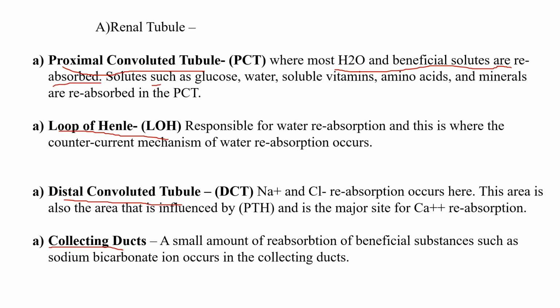The solutes, such as glucose, water, soluble vitamins, amino acids, and minerals, are also reabsorbed at the proximal convoluted tubule. So most of your water and beneficial solutes are reabsorbed, such as glucose, water, soluble vitamins, amino acids. You don't want to lose that in your urine. They become reabsorbed at the proximal convoluted tubule.